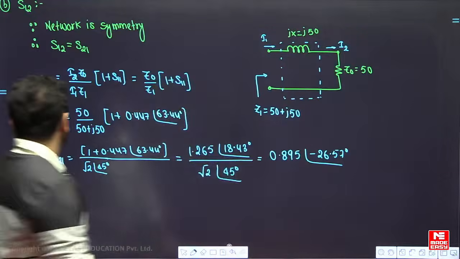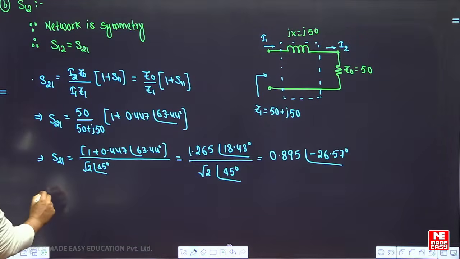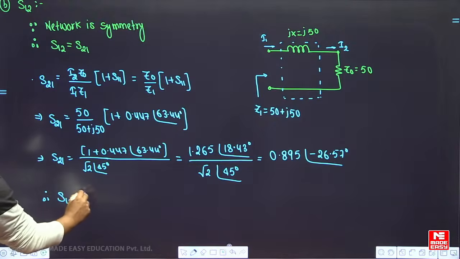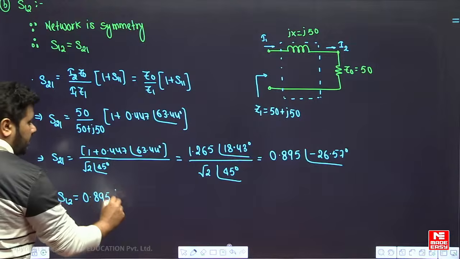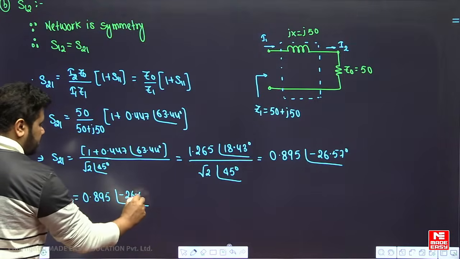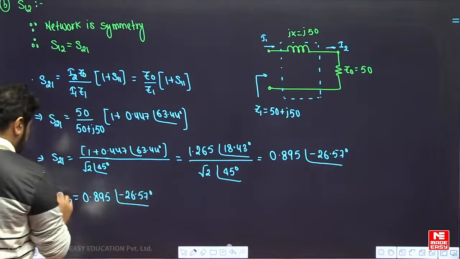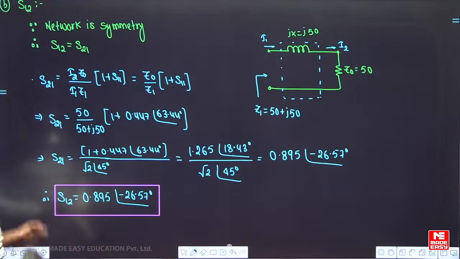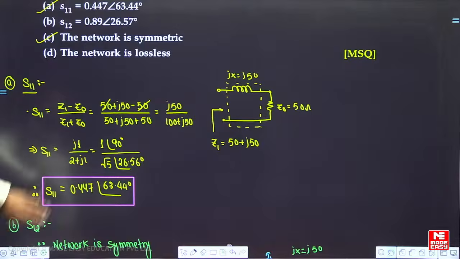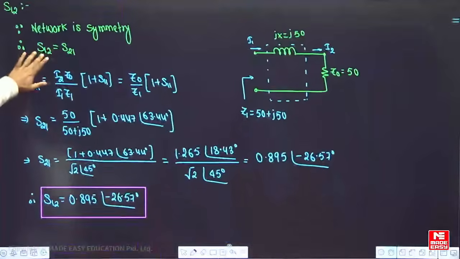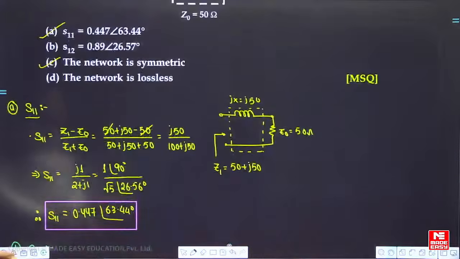right. So, this is S21, and S21 and S12 are the same. So, S12 value will become 0.895 at an angle minus 26.57 degree. So, this should be the answer. Let us check S12: 0.895, okay, no problem, and the angle is minus 26, it is not plus 26. Option B is wrong. A is correct, B is wrong, C is correct, right.